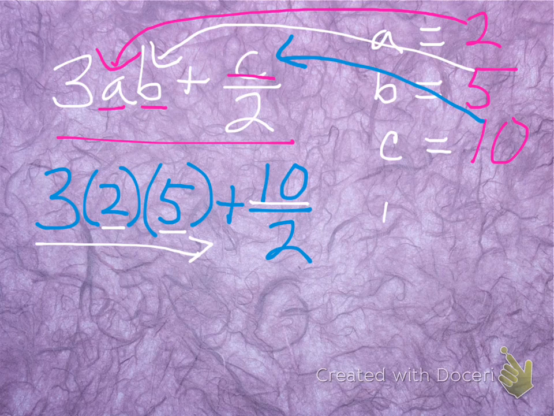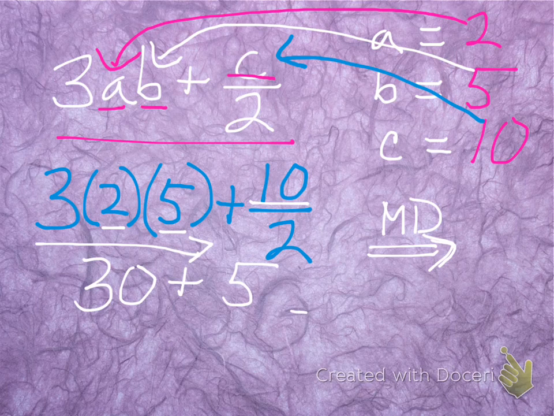In that case, we're going to do multiplication and division from left to right. So 3 times 2 times 5 is going to get done first. 3 times 2 is 6. 6 times 5 is 30. And 10 divided by 2 is also in this step going from left to right. So 10 divided by 2 is 5. And finally, we get 30 plus 5 is 35.